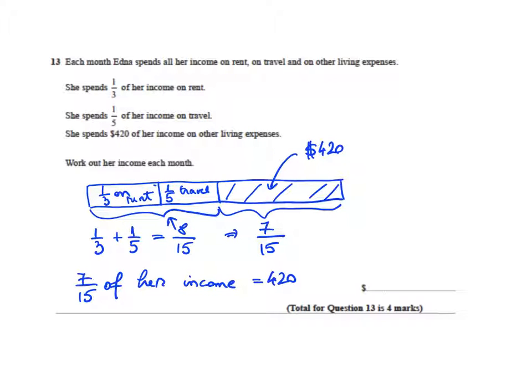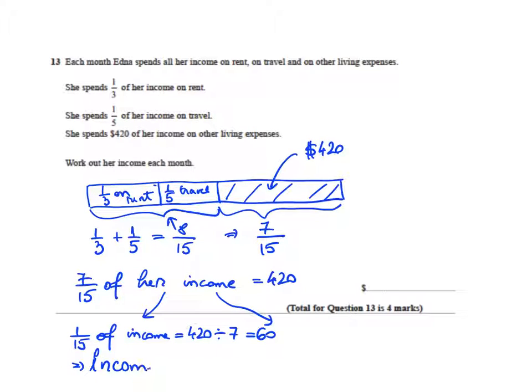We can take two approaches. One is more algebraic and the second one is more intuitive. Let's take the intuitive one first. If 7/15 is 420, then 1/15 of the income will be 420 divided by 7, a seventh of it, right? So it is 60. Therefore, the income will be 60 times 15, which is 900.